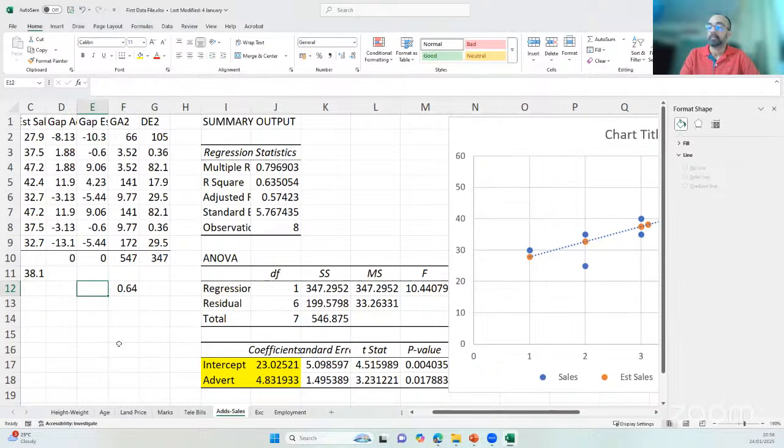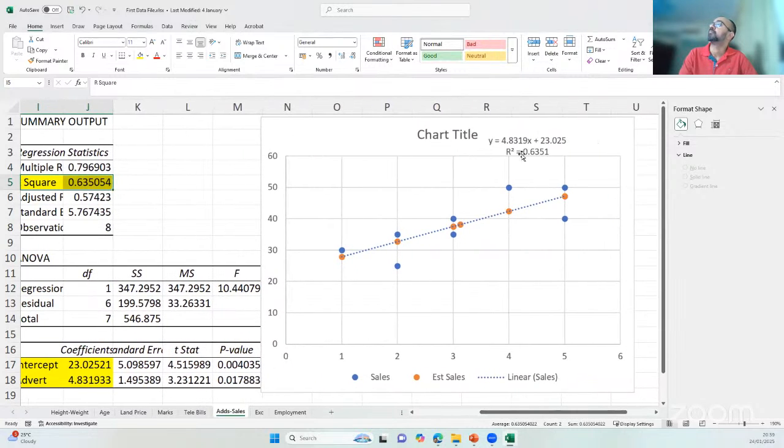Okay. R squared, I can't type here, I will just put R2 here, right? So R squared is equal to 0.64. Okay. Here also you can see that value, R squared. Same value here, 6351. This is rounded. Okay.